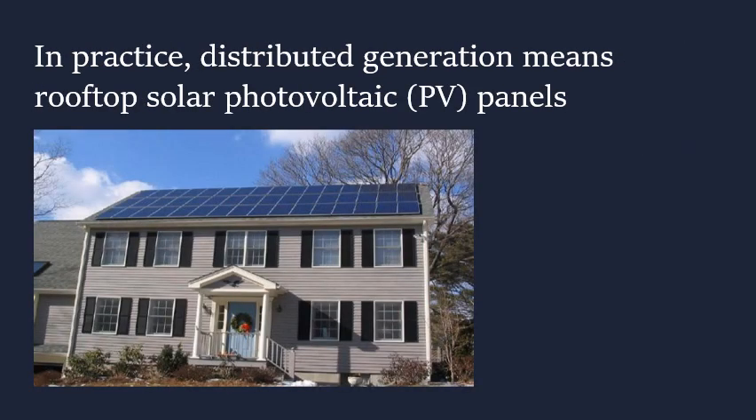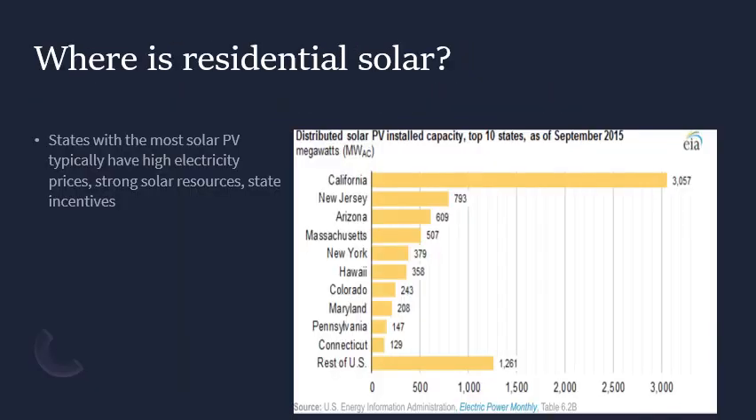In practice, distributed generation means rooftop solar. As you can see on this house, you've likely seen this on many houses at this point. This is one example of distributed generation. Where is residential solar? States with the most solar PV typically have high electricity prices. There's an incentive for you to put solar on your house if you're paying a lot for electricity. They have strong solar resources like subsidies and state incentives.